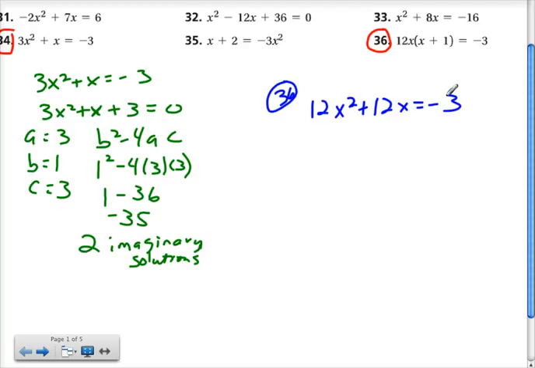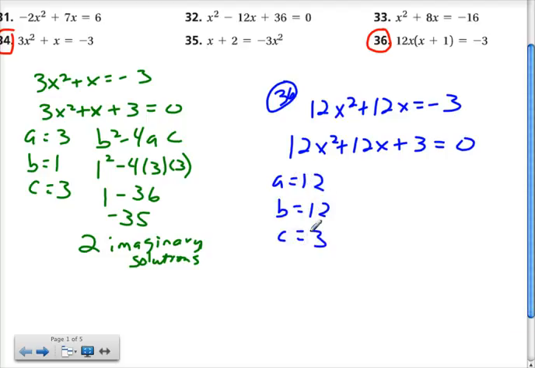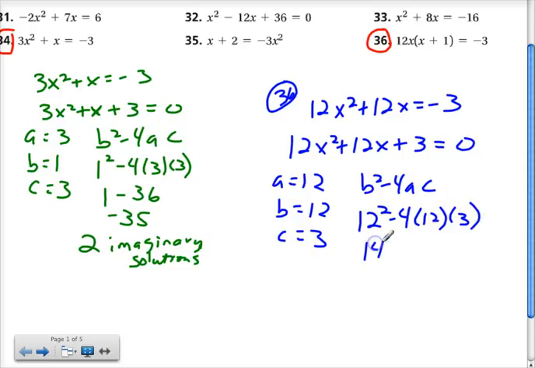Number 36, we're going to have to distribute that 12x, and then we're going to have to go ahead and add the 3. And identify A as 12, B as 12, and C as 3. So b squared minus 4ac will be 12 squared minus 4 times 12 times 3. And that will give us 144 minus 144, which is 0.